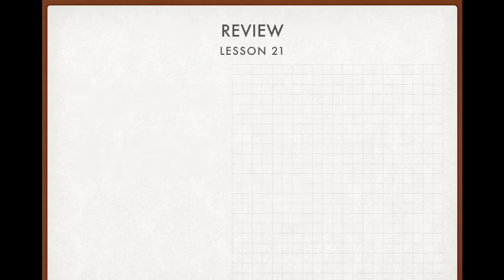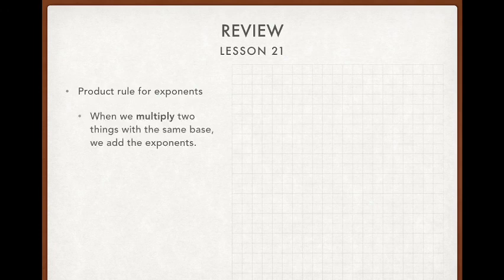Quick review of lessons 21 through 24 in preparation for your test. Lesson 21, we had the product rule for exponents. When we're multiplying two things together, if they have the same base, then we can just add the exponents together. So for example, x to the 5th times x to the 7th equals x to the 12th. Even though this is multiplication here, what we do to the exponents is we add them.